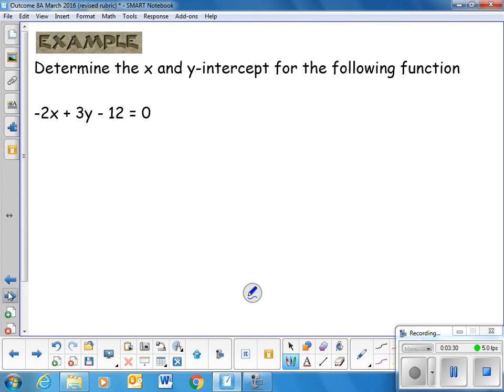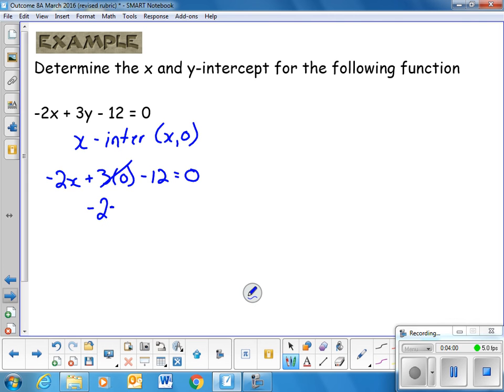Determine the x and y-intercept of the following. This equation is a little bit different because all of our terms are on the left-hand side, but the process is still the same. To find the x-intercept, we know that it is going to be x and 0, so we're going to put 0 in for y. So negative 2x plus 3 times 0 minus 12 equals 0. 3 times 0 is 0, so that is gone, leaving us with negative 2x minus 12 equals 0.